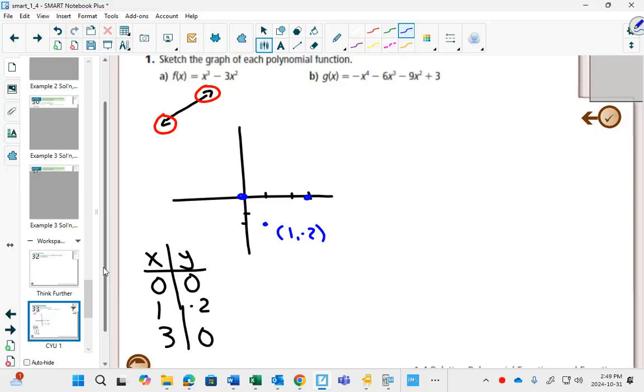I could probably plug in 2, and I could plug in 4, and I could plug in negative 1, and get more points. And as I get more points, I know it has to end down here, and end up there. I get an idea of what my graph looks like. Also notice that no horizontal line goes through the graph more than 3 times because it's an x cubed graph.